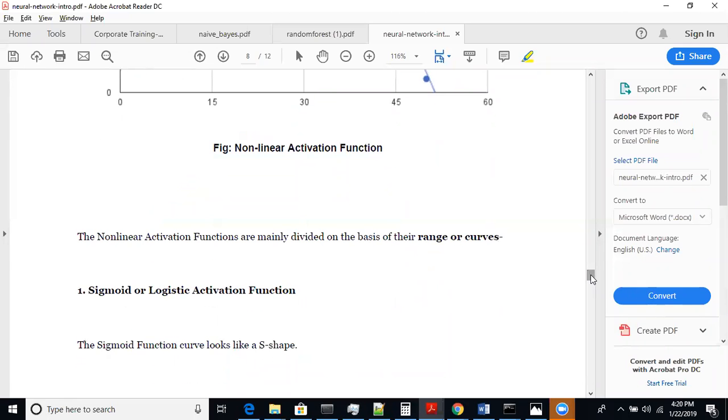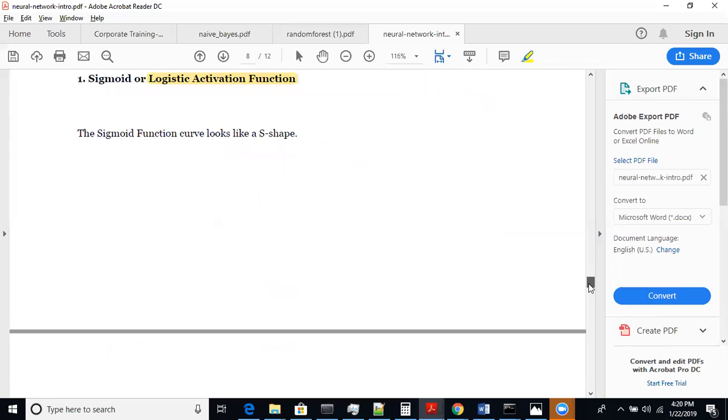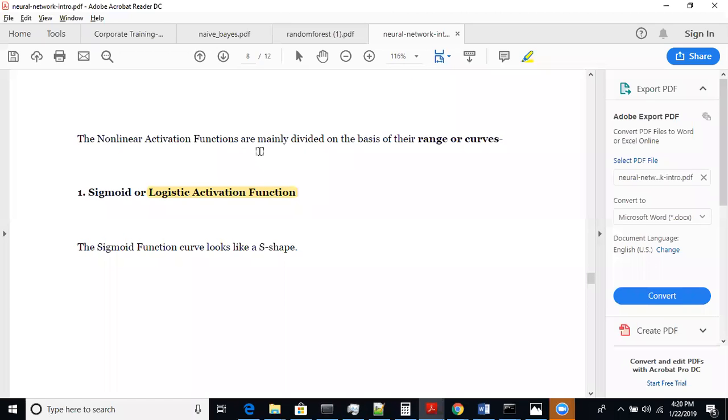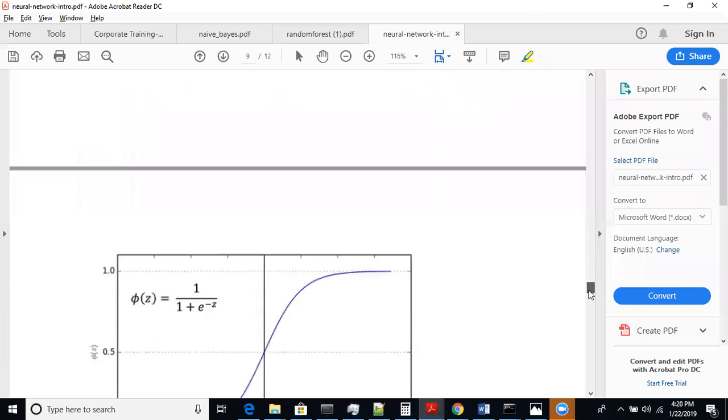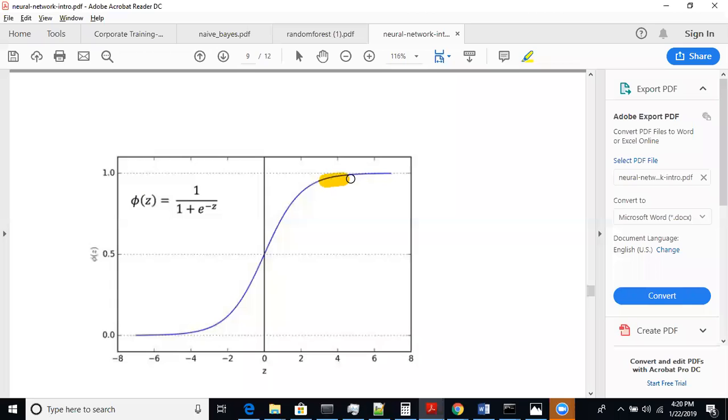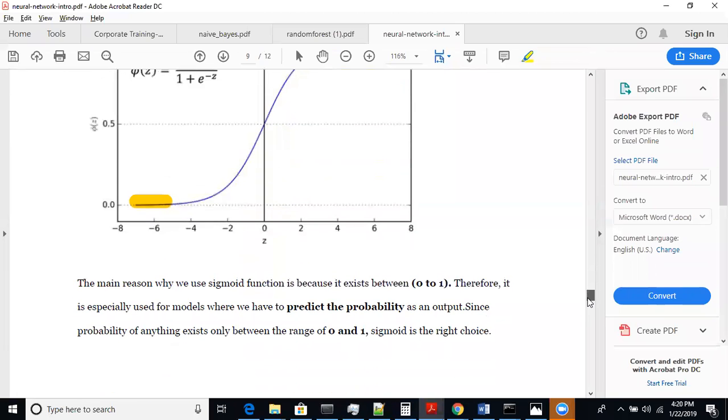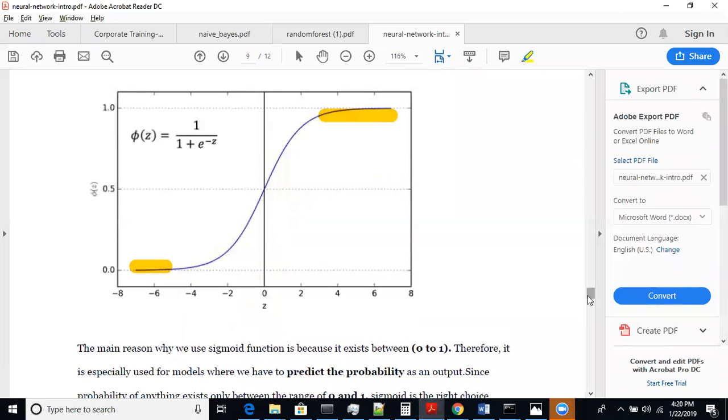Mostly the world's problems involve unstructured data, and in a binary problem, we are going to use the sigmoid or logistic activation function. Based on the range of the curves, non-linear activation functions are divided. Range means I am talking about this range. It also looks like a linear function, but with some changes. Yes, this is logistic, derived from the linear only.